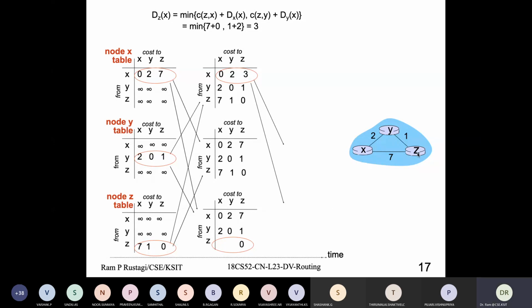Z has another neighbor, y. So cost of zy, which is 1, and estimate of y to x is 2. So this becomes 1 plus 2. So min of 7 plus 0, 1 plus 2 is 3. So this value becomes 3.